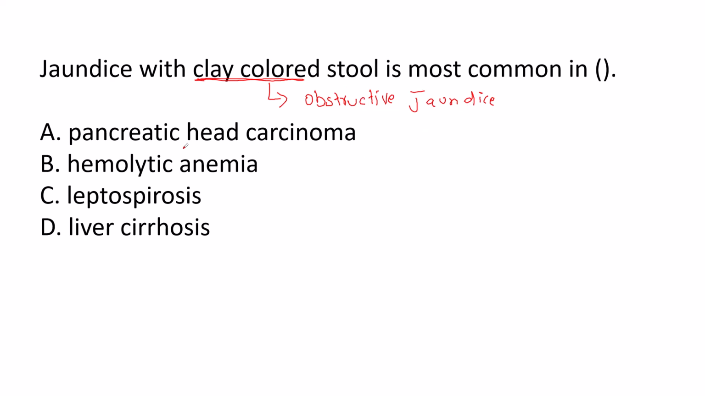And what we discussed in the first video is that obstructive jaundice is happening due to pancreatic head carcinoma, and we have also discussed a sign related to it. Is it hemolytic anemia? It is pre-hepatic jaundice. Liver cirrhosis is hepatic jaundice, and leptospirosis is not related to this option. This type of MCQ is going to appear in your examination. So if you make yourself familiar with the mechanism, that's all you need to know. Thank you.